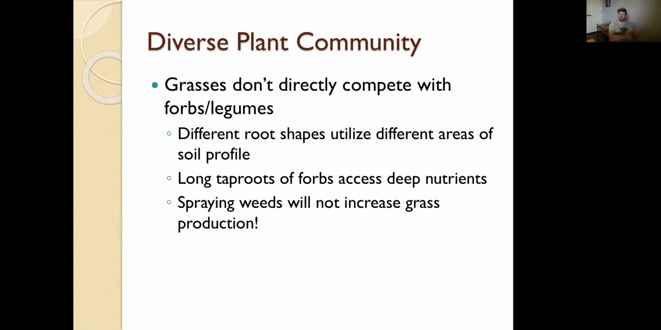One common misconception is that these weedy species will compete with our grasses. They each have their own ecological niche. They have different root shapes that utilize different parts of the soil profile. Like I mentioned earlier, those long tap roots of sunflowers or asters can reach deeper in the soil. And we've shown research through Oklahoma State that says spraying weeds does not increase your grass production.